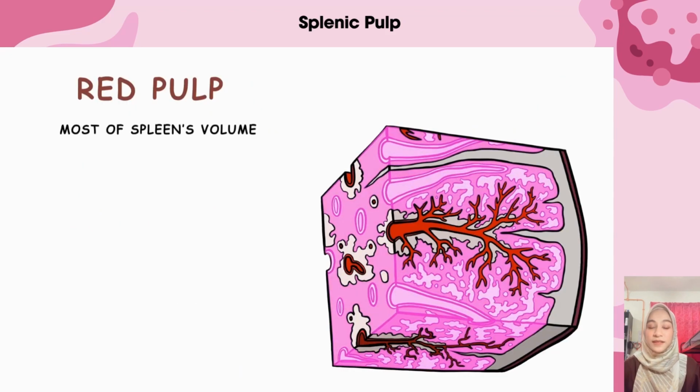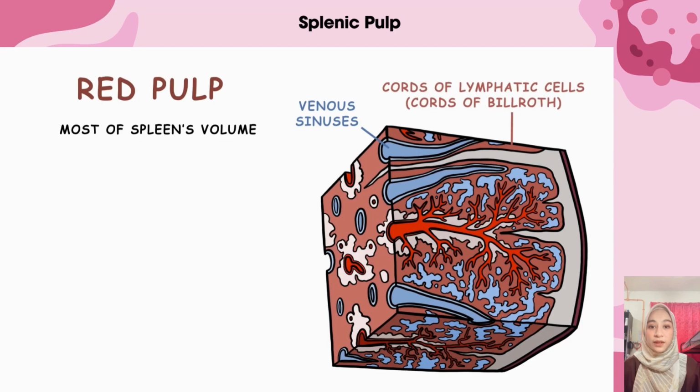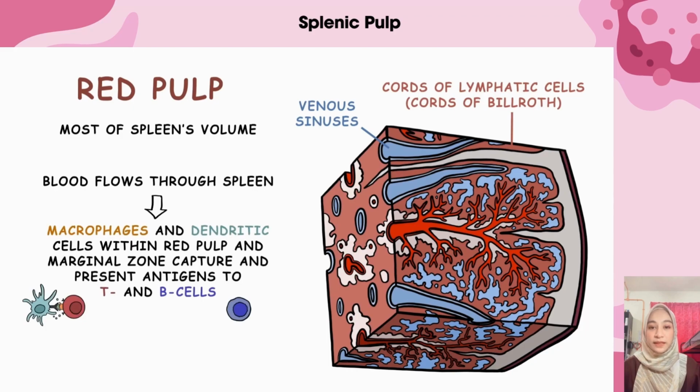The red pulp constitutes most of the spleen's volume. It consists of venous sinuses and cords of lymphatic cells, including lymphocytes and macrophages. As blood flows through the spleen, macrophages and dendritic cells within the red pulp and marginal zone capture and present antigens to T and B cells, initiating an immune response.